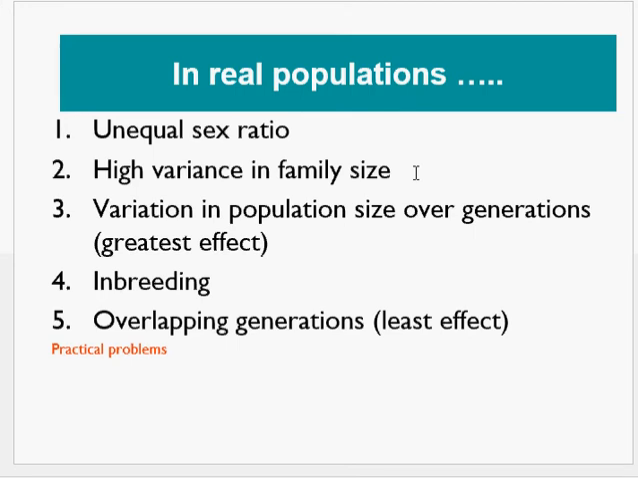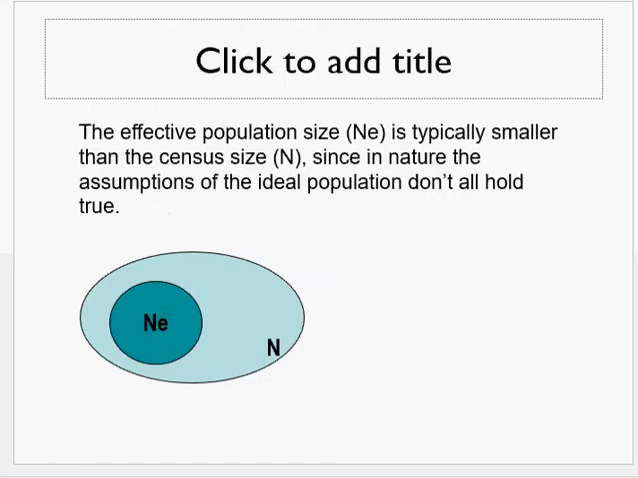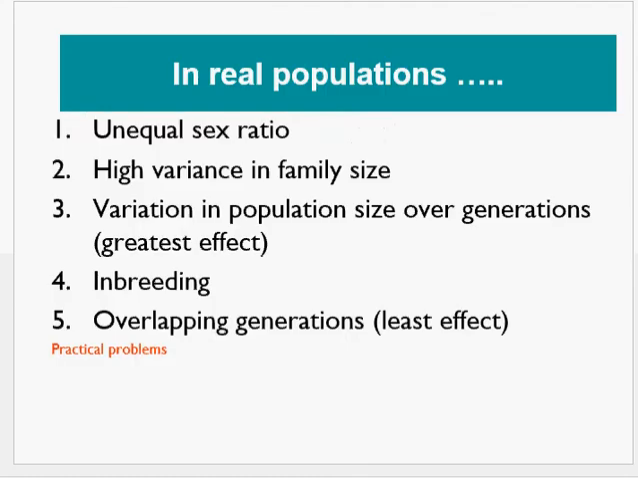There tends to be a variation in population size over generations, so the NE will grow and will shrink according to the environmental conditions that the population is in, which may change from year to year. And apparently this has the greatest effect in changing the effective population size over time.